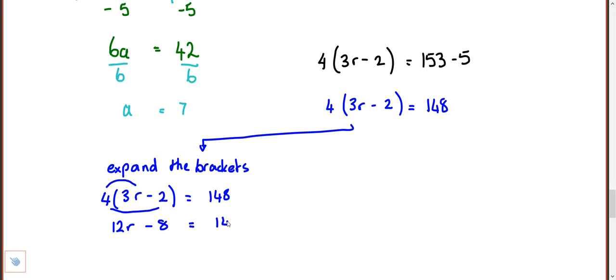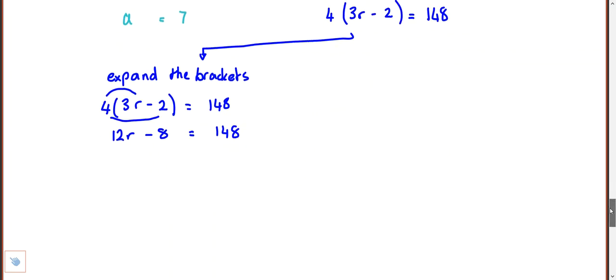Do you remember doing that? If I've got 3r and minus 2 and I do that 4 times, I've got 12 r's and I've got minus 8. Yeah, that makes it easier. Well, it could make it easier, but not necessarily. We'll do it this way first.